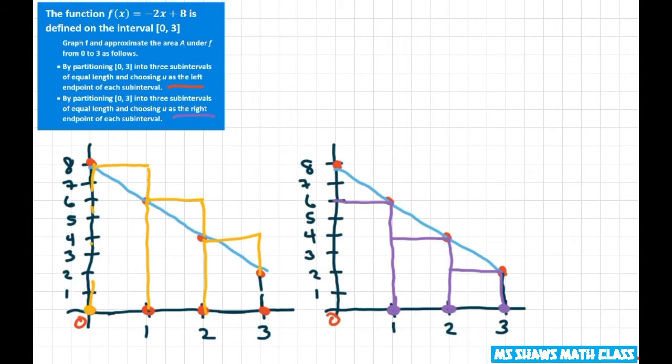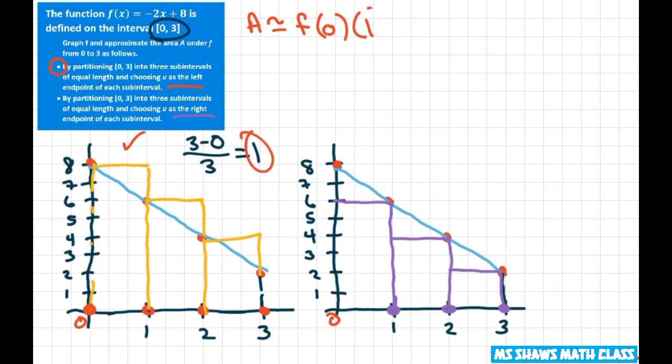And then again, like we stated before, you take your interval, and so there's 3, you subtract the distance kind of, and then you divide it by your interval. So that equals 1. So all we're going to do for this first one, for the A part, is approximate the area by doing f of 0, and then you have to multiply it by this number here, 1, plus f of 1 times 1 plus f of 2 times 1. So just times 1, so it's going to give us the same answer.